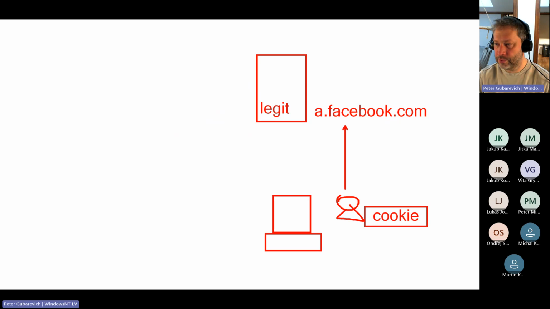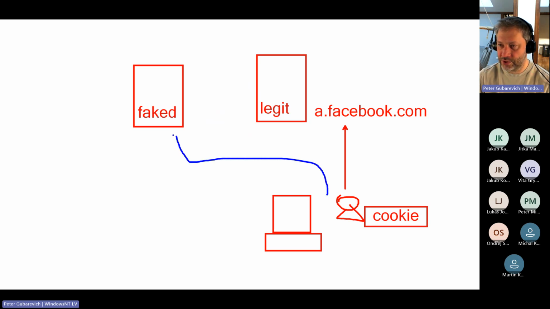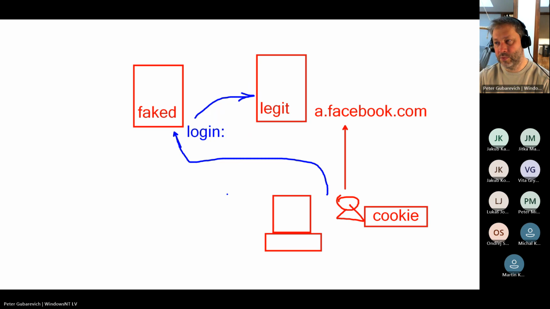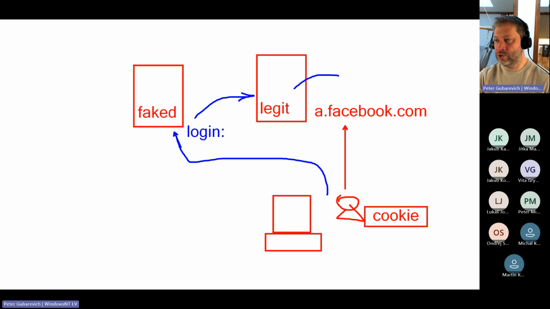But if you are forwarded to a faked website, first you type in your credentials. It presents you the login prompt. So you log in, you type in your credentials, and then you're forwarded to a legitimate website. And for you, it looks totally legitimate. You have typed your credentials and you're logged in, because credentials were typed into the faked website. But you have logged into the legitimate website by using the cookie, which already exists on the system.